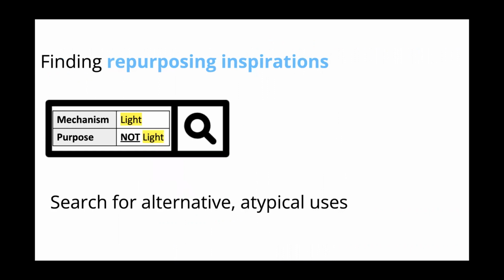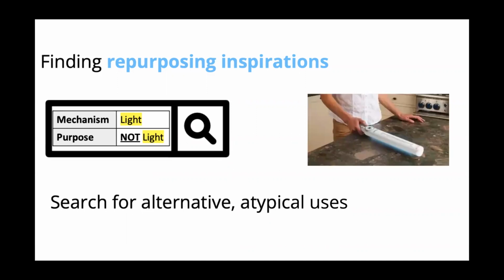Using this representation, we built a search engine that allows users to search for alternative, atypical uses of certain mechanisms, like finding products that use the mechanism of light, but a purpose that does not mainly involve light. Take a moment to think about how you would do this on Google without our representation of purposes and mechanisms. With our search system, the query is natural, and we retrieve, for example, a UV light sanitizer, where the purpose of light is now cleaning.